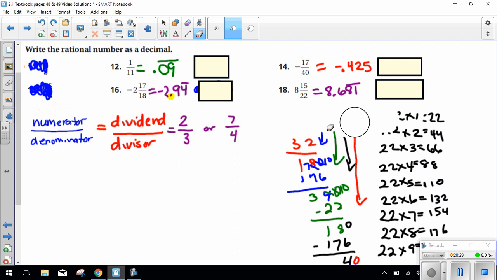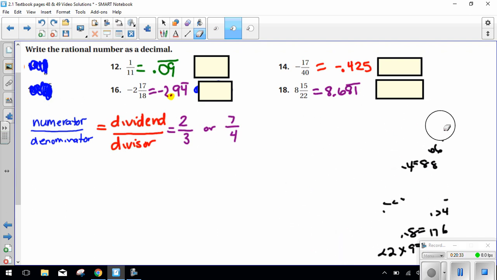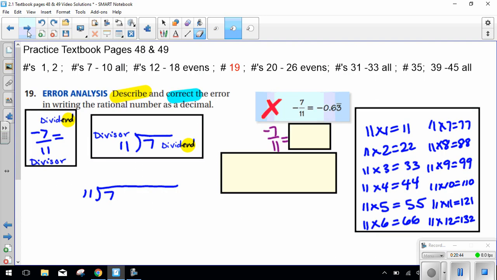Okay, so any questions, please jot them down. Anything that you want to review or have questions on, make sure you're writing those down. So that's the end of number 18. Let's move on to our next series here.